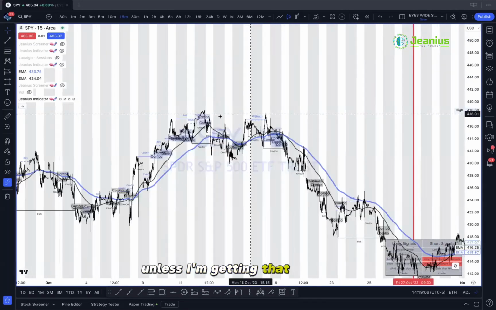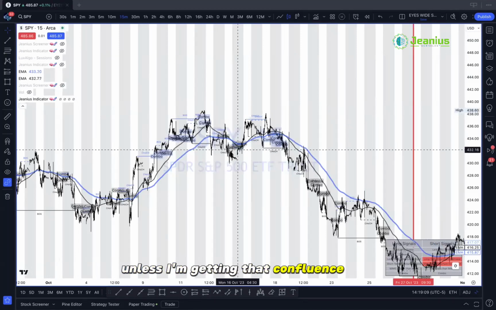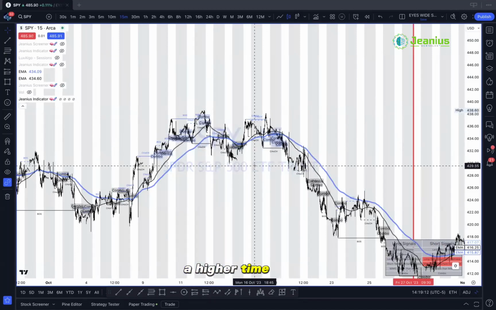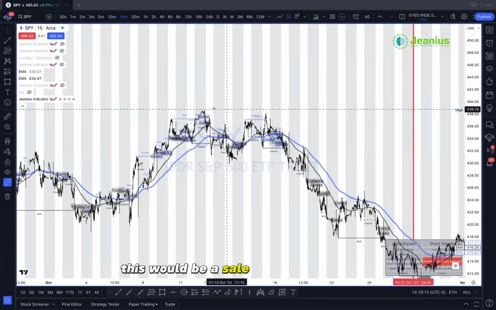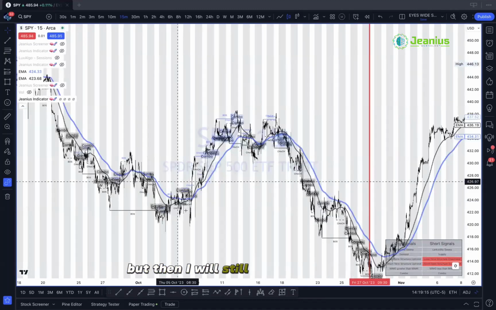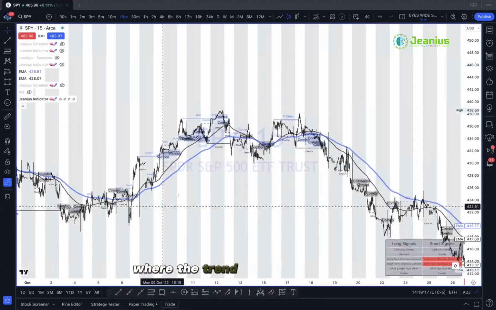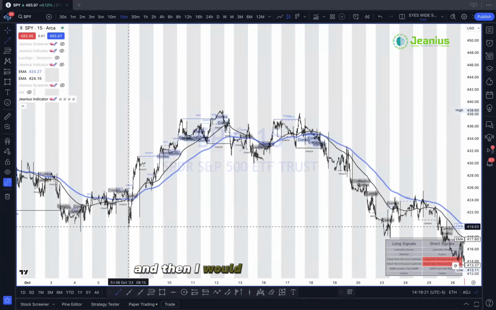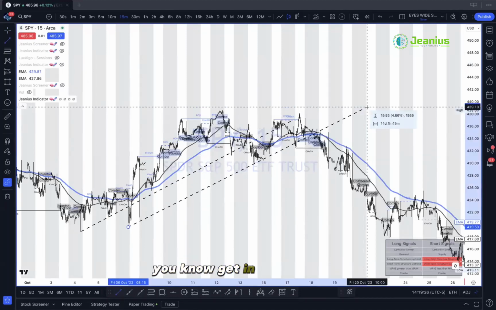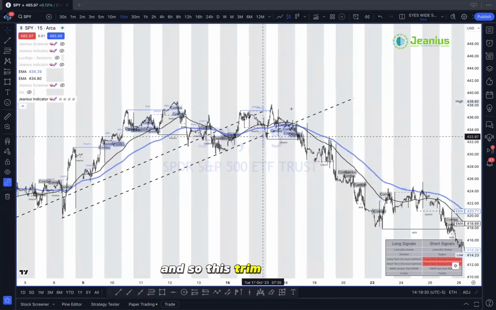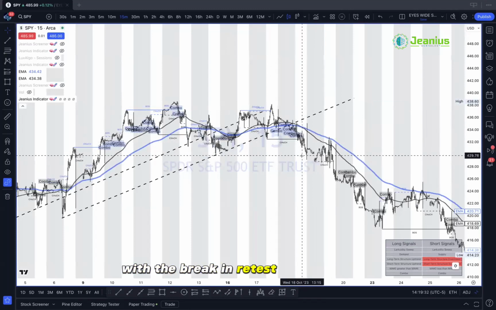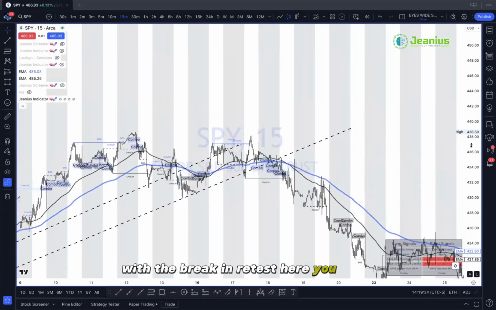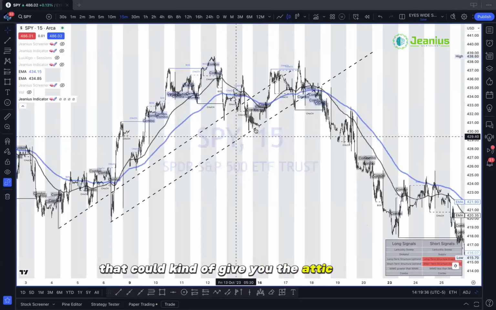Unless I'm getting that confluence on a higher time frame. If I went back to the daily, this would be a sell sitting on the daily, but then I would still have to figure out where the trend break is happening, and then I would just have to get in where I fit in. And so this trend break here with the break and retest here, that could give you the added confluence.